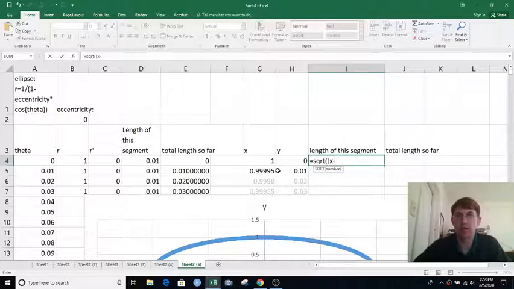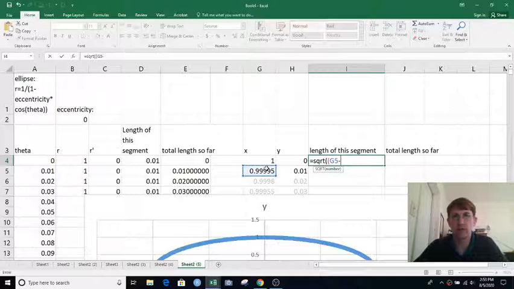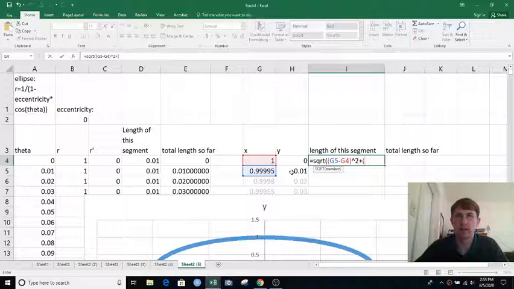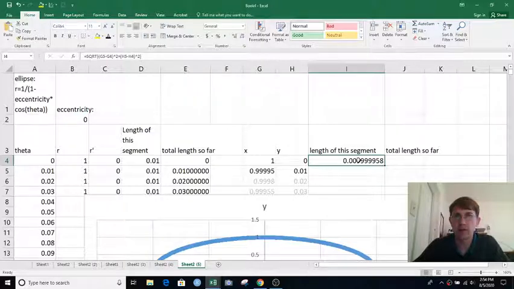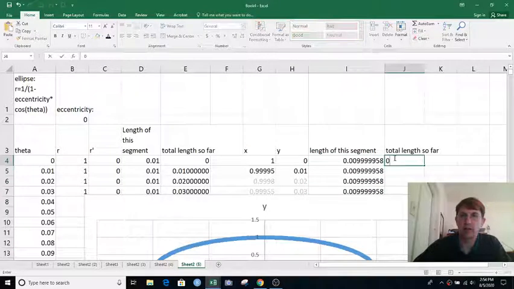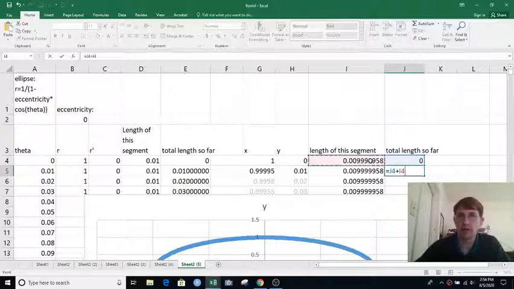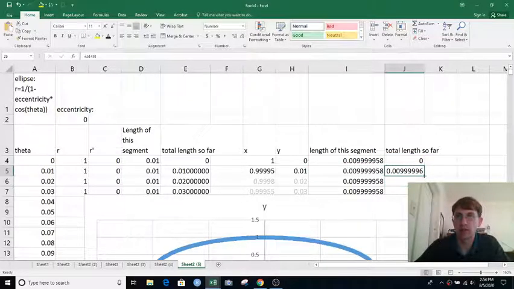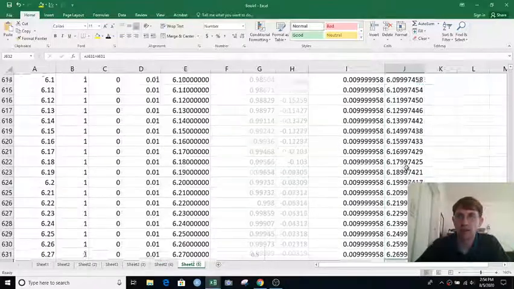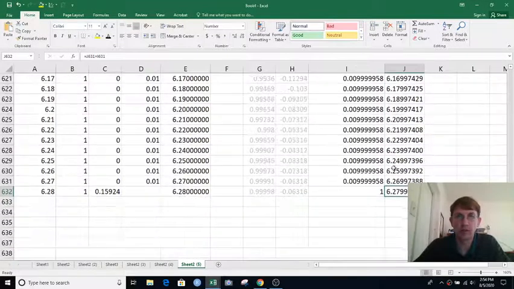That would be difference of the x's, so new x minus old x squared plus new y minus old y squared. And notice that that is pretty close to this, but not quite the same. And we'll fill that down. And our total length so far, again, we'll start with 0, and then previous total length so far plus that. And we'll fill that down. And let's go see which one was more precise.